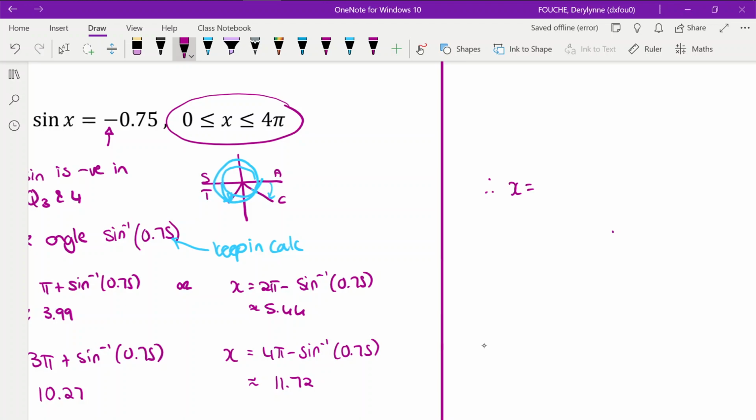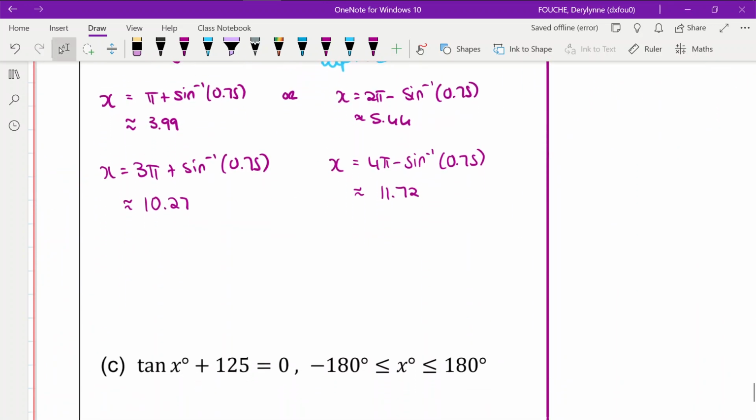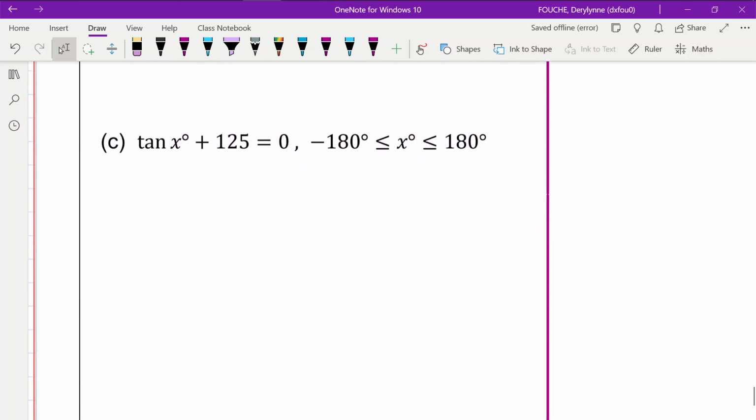So therefore x will be 3.99, 5.44, 10.27, and 11.72.